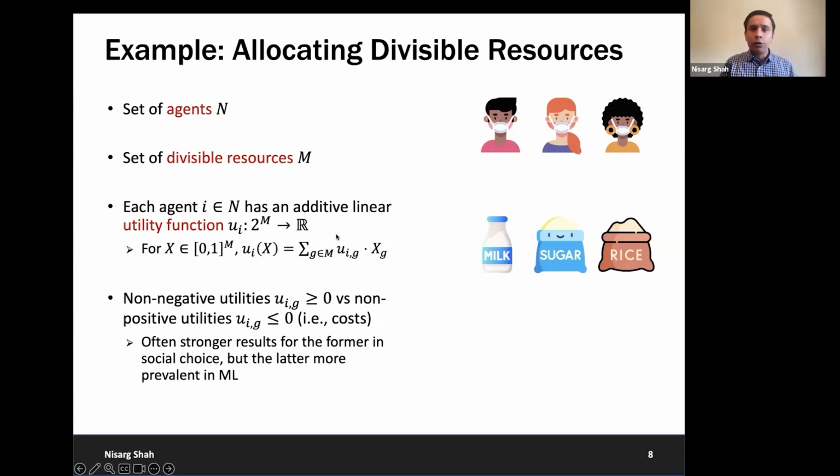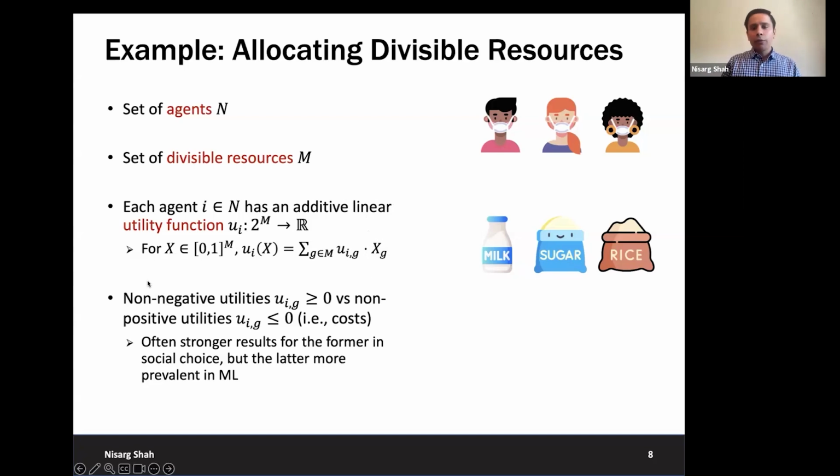Then you look at the utility that agent i has for the entire portion of good g that's available and multiply that by the fraction of good g that is contained in this bundle. This linear increment of the utility in the fraction of the good being given to the agent is what "linear" denotes here. So it's a very simple form of the utility function. You take each good, multiply the fraction of the good that you'll be getting times your utility for the entire good, and then add it up across all the goods.